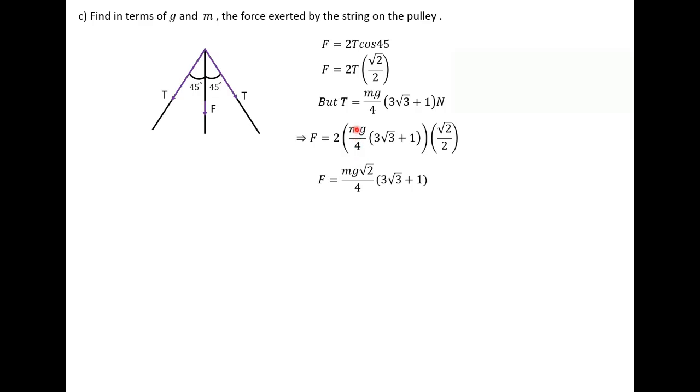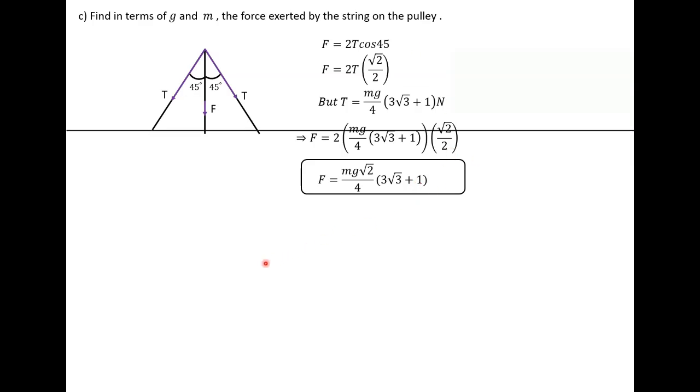So we are going to be left with mg divided by 2, then times 3 square root of 3 plus 1. Then multiplying it times square root of 3, that is multiplying the expression being left inside, that is mg divided by 4 times 3 square root of 3 plus 1 times square root of 3 divided by 2. We are going to get actually mg divided by 4 because we have a 2 here, then times square root of 2, then times this 3 square root of 3 plus 1, which is actually that required force exerted by the spring on the pulley.